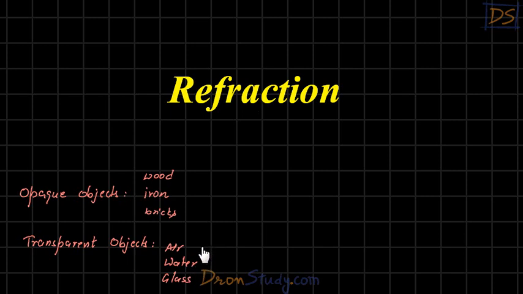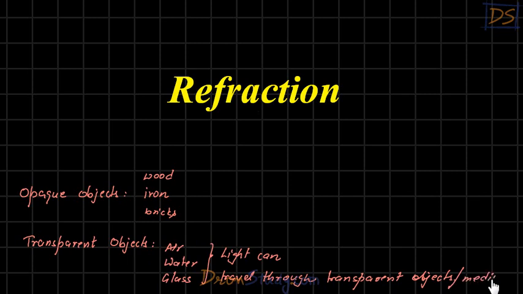Yes friends, there is a difference. Light can travel through these objects. Light can travel through air, light can travel through water, light can travel through glass. So light can travel through transparent objects or transparent mediums. Okay students, so these are things through which light can travel, but these are things through which light cannot travel. So these are opaque objects or opaque mediums.